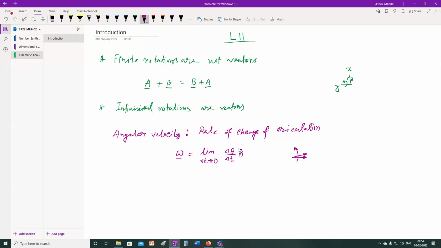And it follows the right hand screw rule, and this cap we are using is the cap we use for a unit vector, right? Okay.